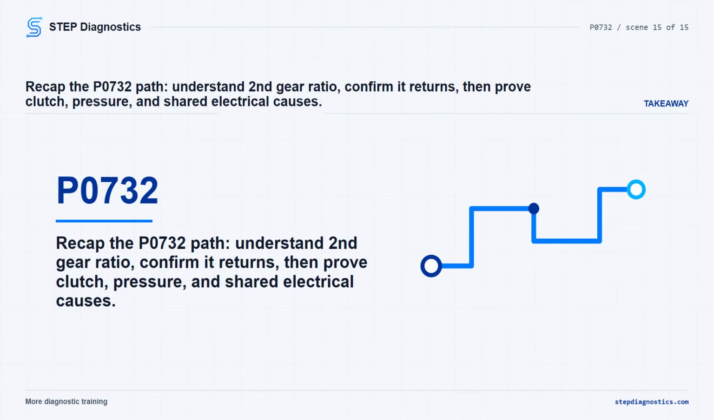The clean path for P0732 is to understand it as a second gear ratio problem, prove whether the code returns after a road test, and then test the clutch, one-way clutch, pressure, and shared electrical paths that can explain the ratio error. If the fault will not repeat, slow down and handle it like an intermittent instead of forcing a conclusion.